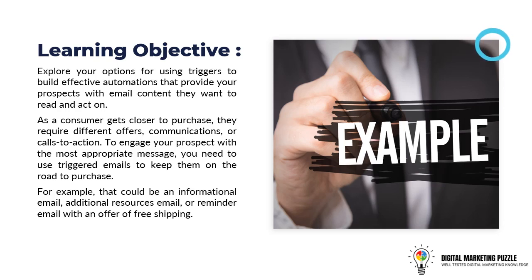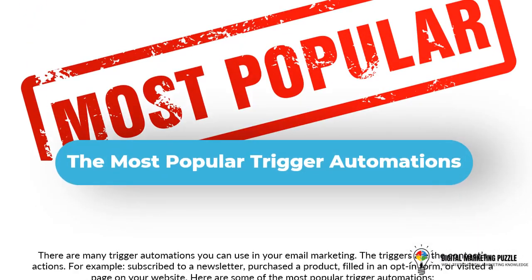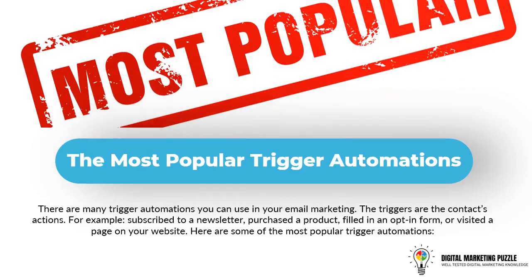The most popular trigger automations. There are many trigger automations you can use in your email marketing. The triggers are the contact's actions. For example, subscribed to a newsletter, purchased a product, filled in an opt-in form, or visited a page on your website. Here are some of the most popular trigger automations.